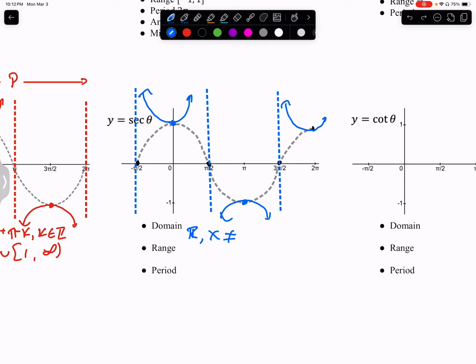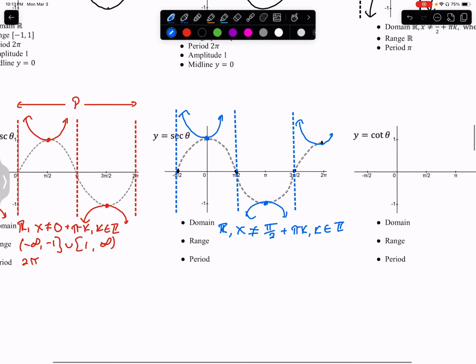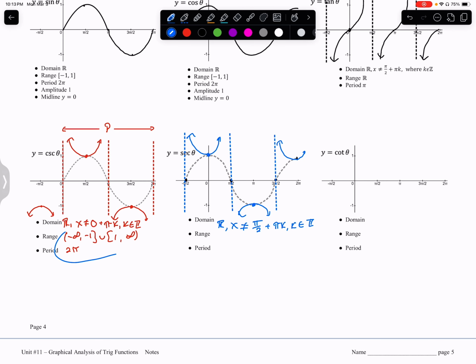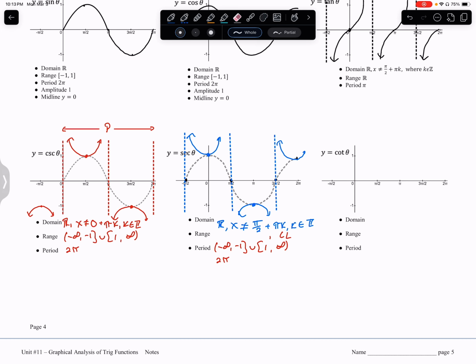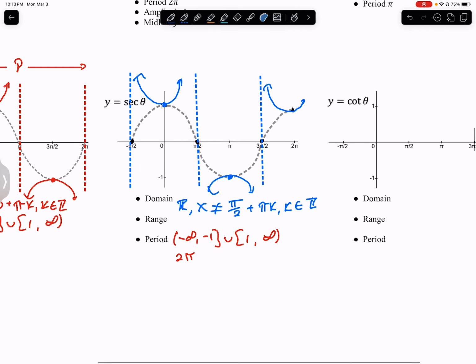Take my first vertical asymptote. I'm going to pick pi over 2, that's the positive one, plus, how far apart are these fellas? They are pi apart times k, where k is any integer. Range is the same for cosecant, and so is the period. The range goes from negative infinity to negative 1, inclusive, and from 1 to infinity. 1 is also inclusive there.